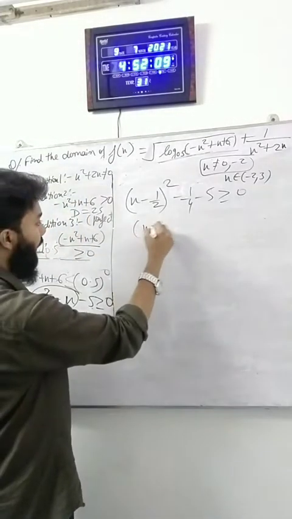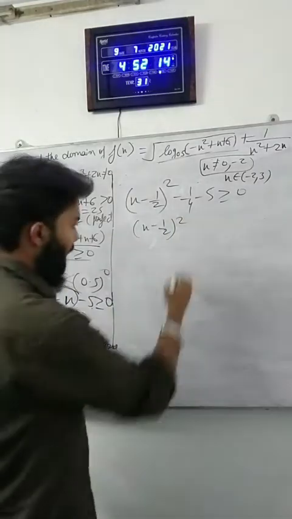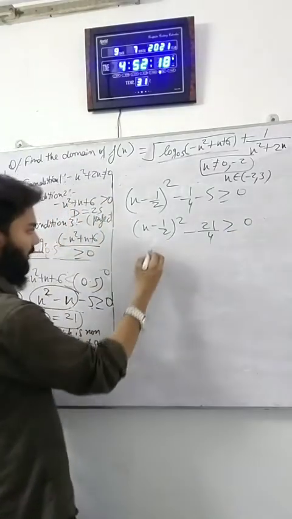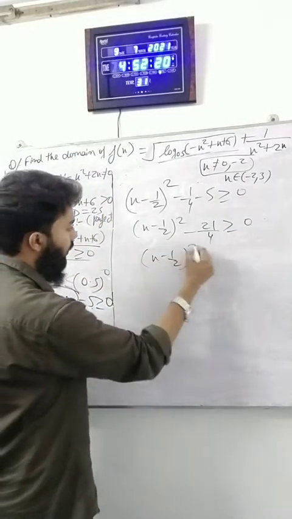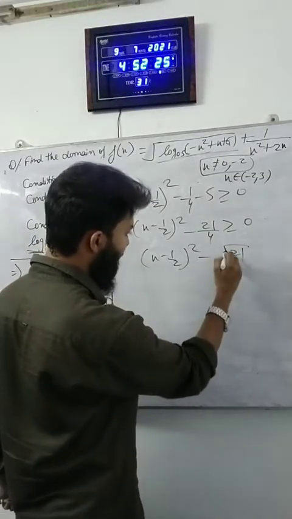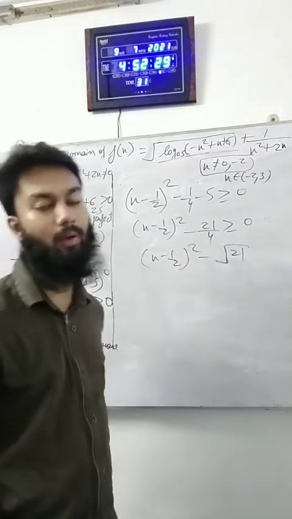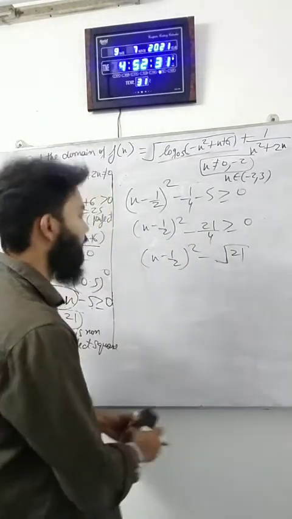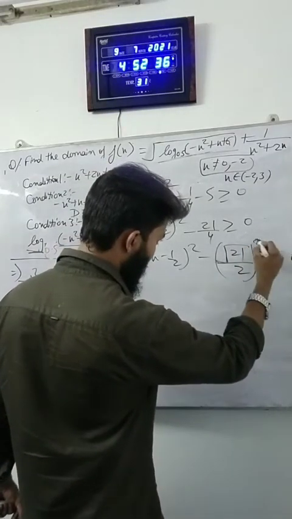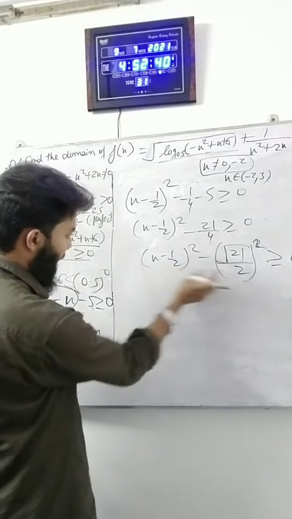Now you can write it as x minus 1 by 2 whole raised to the power 2 minus 21 by 4 is greater than or equal to 0. That means x minus 1 by 2 whole raised to the power 2 minus under root 21, because I have to convert this into the form of a square minus b square, only then I can solve that. So for converting that, I am writing this root 21 by 2 whole square. Okay, so this is our a and this is our b.